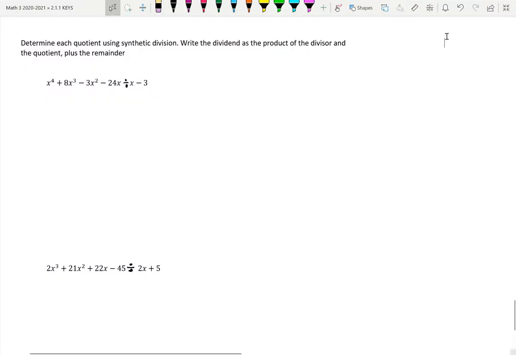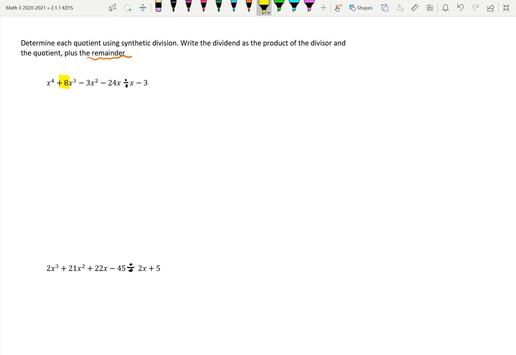Alright, so what we're doing here is determining each quotient using synthetic division. We're going to write the dividend as the product of the divisor and the quotient plus the remainder. Really, it's about just remembering that the remainder is going to be this extra thing. So when you're doing synthetic division, you want to look at everything in the dividend, but you're going to want to zoom in on the coefficients.